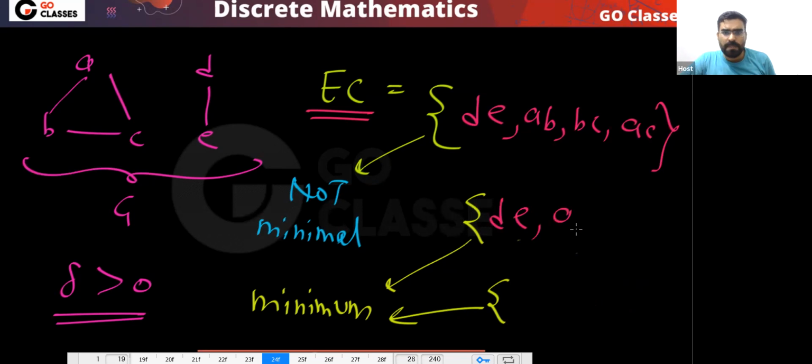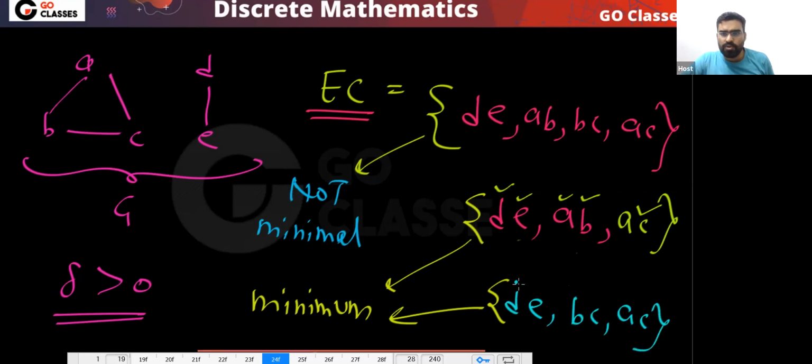So DE, AB. Now you can notice these vertices are covered. Only one vertex is remaining. Now all the vertices are covered. So this is the minimum edge cover. I can also say DE, A, BC, and AC. Now you can notice all the vertices are covered. This is correct. Is this clear?